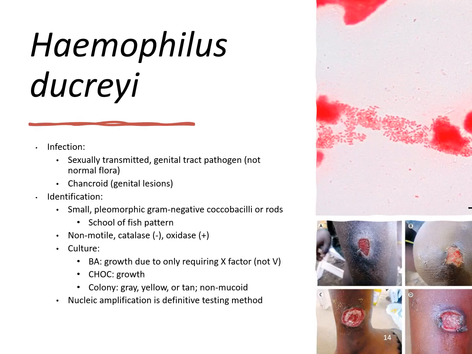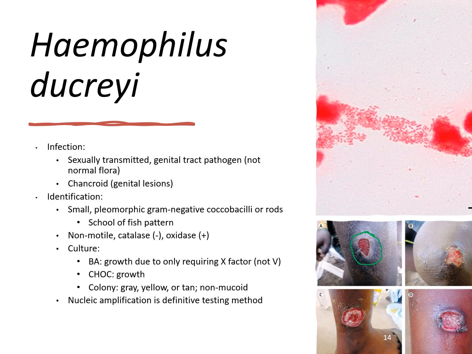Haemophilus ducreyi, depending on who pronounces it. This organism is transmitted sexually through the genital tract, so this is not normal flora. It causes genital lesions. You can see down here at the bottom, of course these aren't images of genital lesions because I'm trying to keep it a little PG rated here, but these are similar to the lesions it would cause, those open wound type lesions.